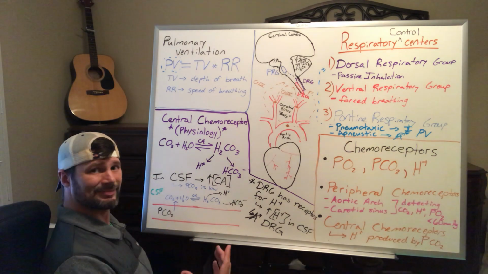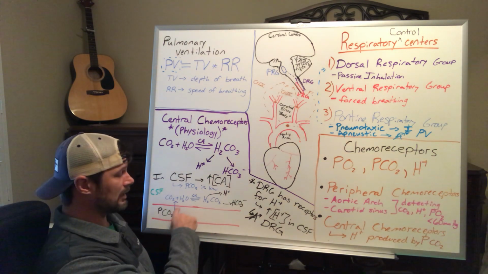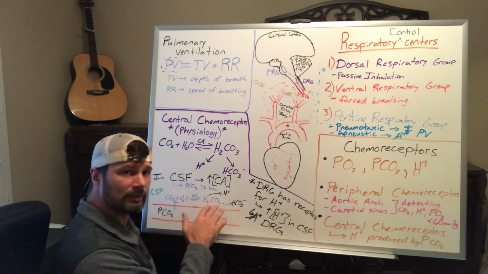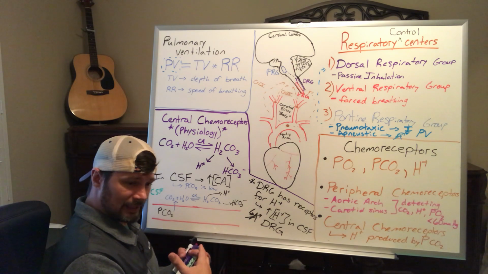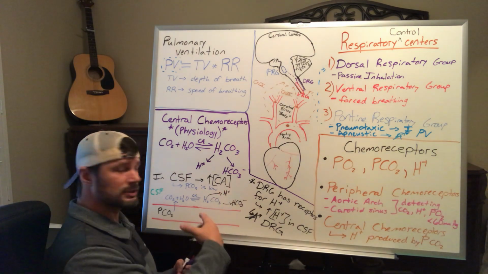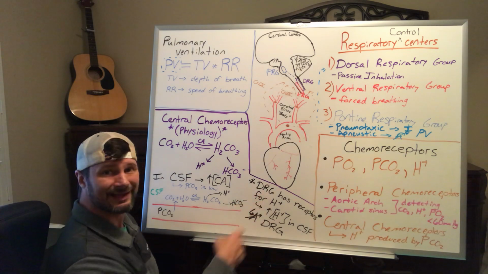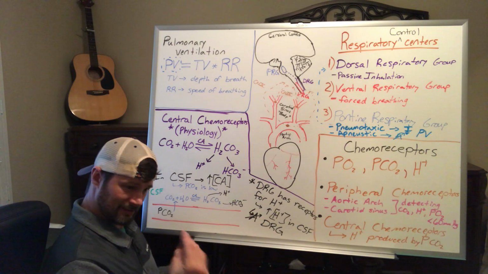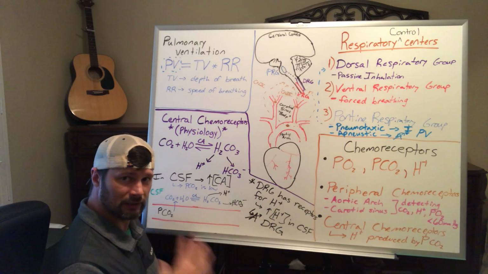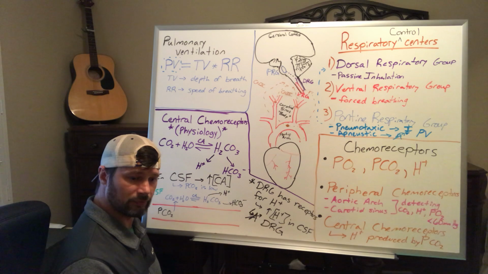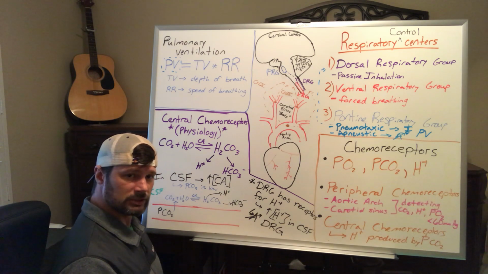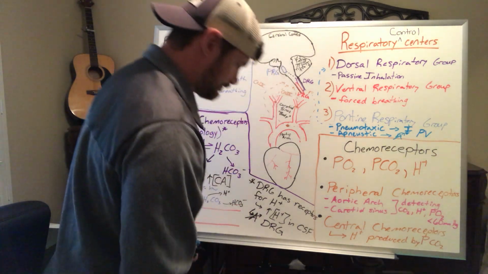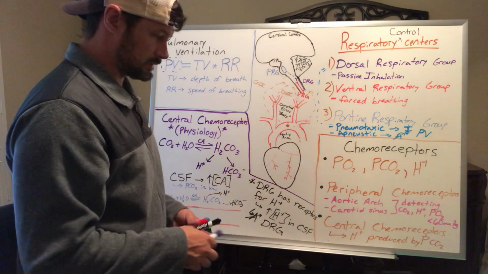Why? Because as the carbon dioxide levels in your blood increase, more carbon dioxide goes into your CSF, more of that carbon dioxide gets converted into carbonic acid, and that carbonic acid dissociates into a hydrogen and a bicarb. The hydrogen's detected by your DRG, and your DRG is sending signals all over the place, but primarily down to those lungs to say, breathe, breathe, breathe. We want to increase our depth of breath and increase our respiratory rate to try to fix this problem. I hope that makes sense.